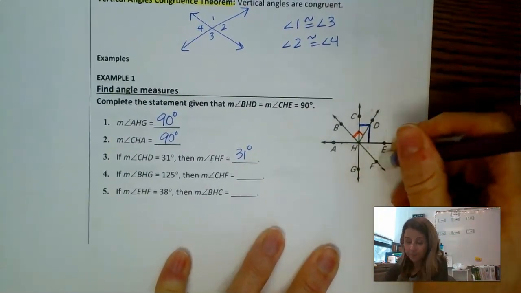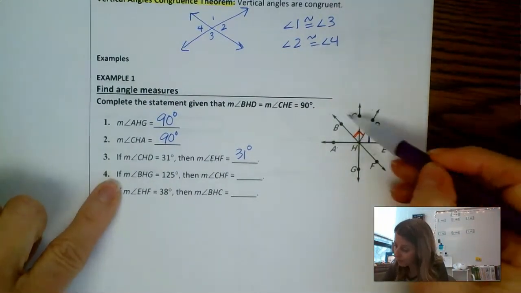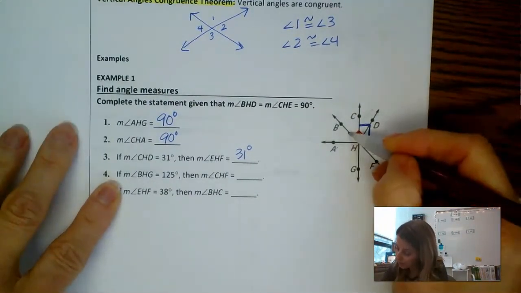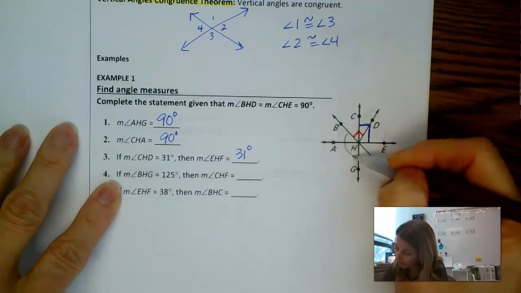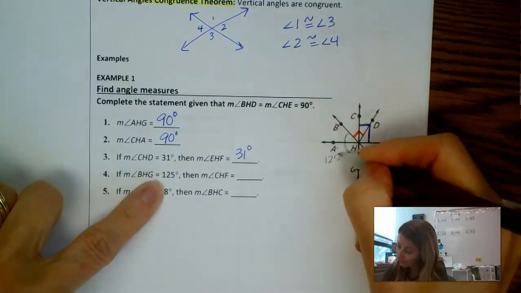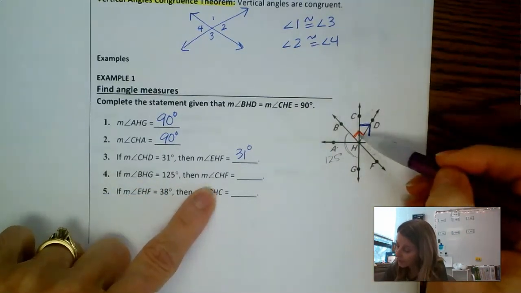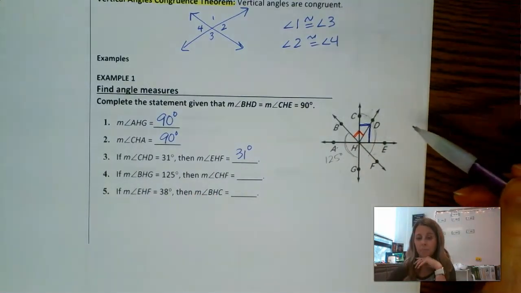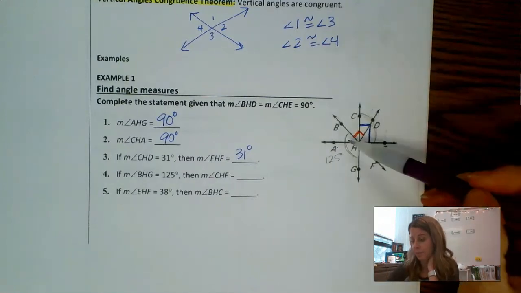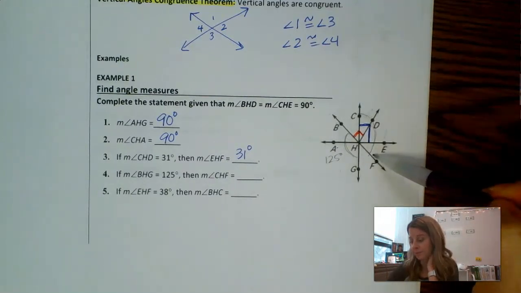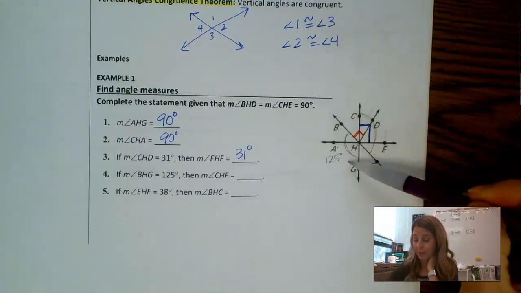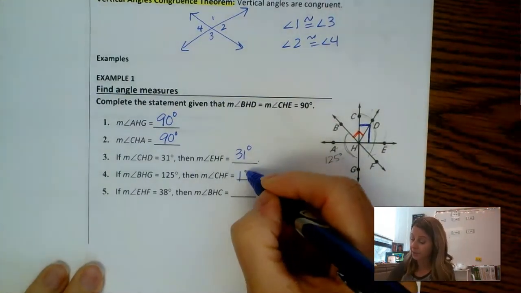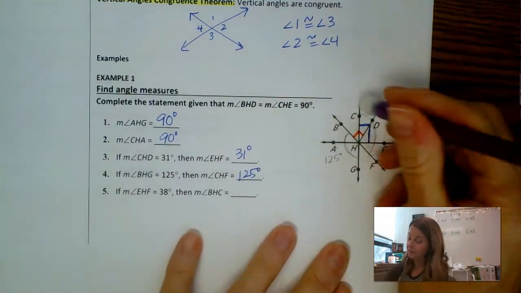Okay, next one. BHG, BH down to G. I'm going to go like this, whole angle opening right here. So that's 125. Find CHF, so from here to here. Can you see the relationship between this one and this one? Those are vertical angles. If you can mentally block out all the other rays that are in the way, this angle and this angle are vertical. So that means they are congruent. So that is also 125.